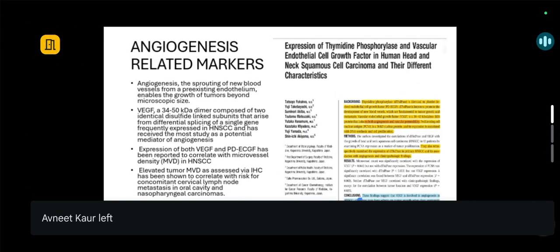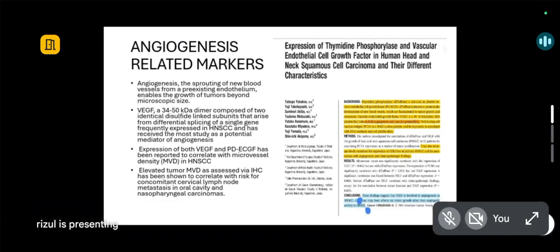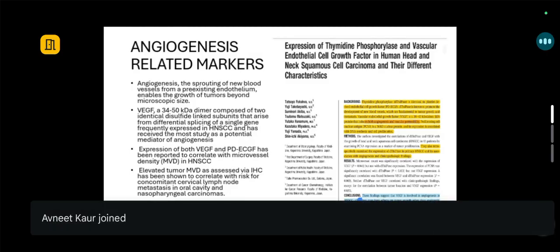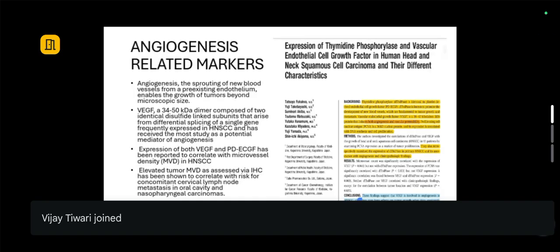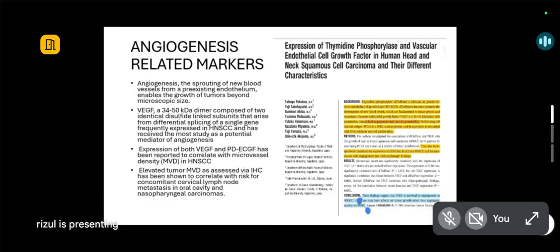Then there is another factor, that is angiogenesis related markers. Angiogenesis means sprouting of new blood vessels from the pre-existing endothelium, which enables the growth of the tumor beyond microscopic size. One factor is vascular endothelial growth factor. It is a dimer composed of two identical disulfide linked subunits arising from different splicing of a single gene, and it is frequently expressed in head and neck cancers. Expression of both vascular endothelial growth factor and platelet derived endothelial growth factor has been reported to correlate with microvessel density in head and neck cancers.